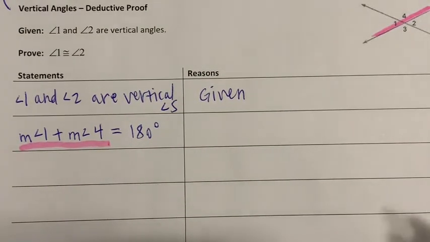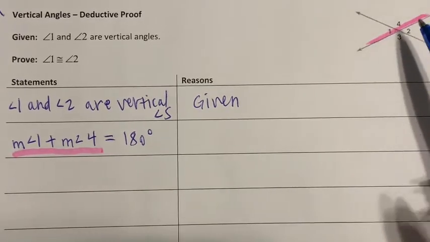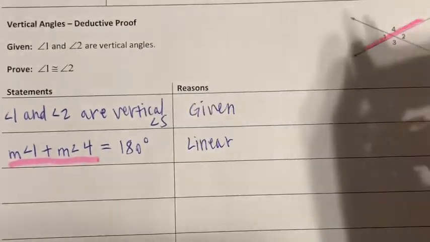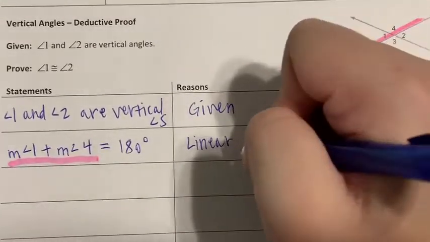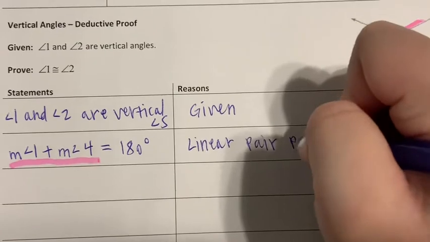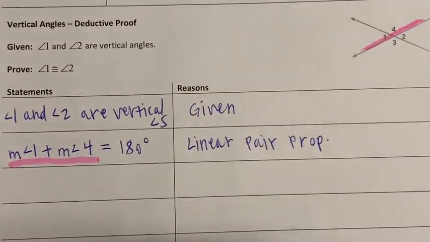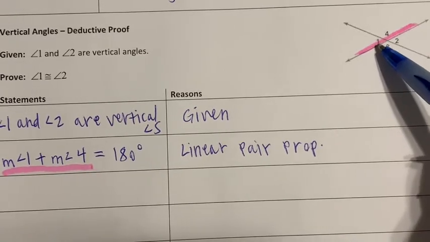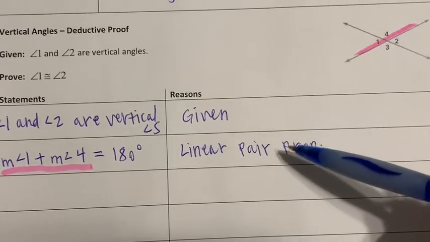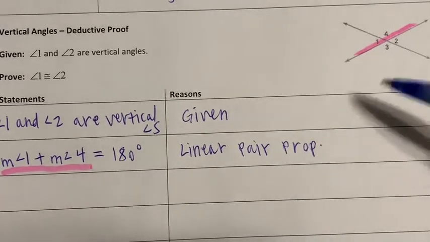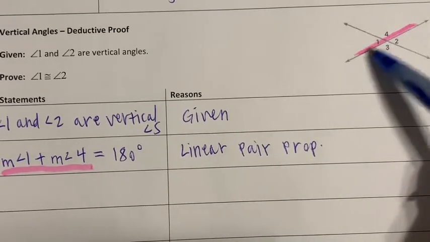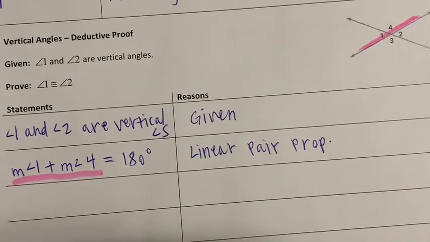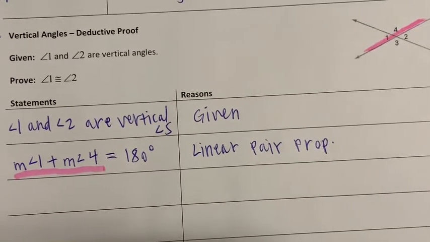And the reason for that, we can say linear pair property. The reason I'm going to say linear pair property and not supplementary angles is because we're getting it from a figure. I'll abbreviate property there. So we see a line and we see that these are a linear pair, meaning they form a line. So by definition, that's what them adding to 180 degrees means when they form a line like this, linear pair property.